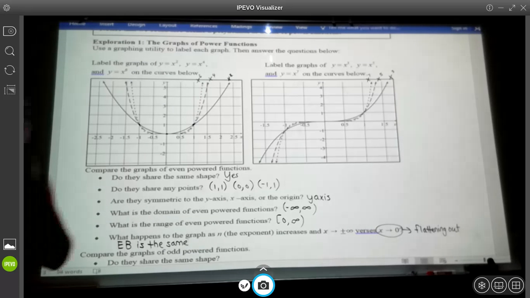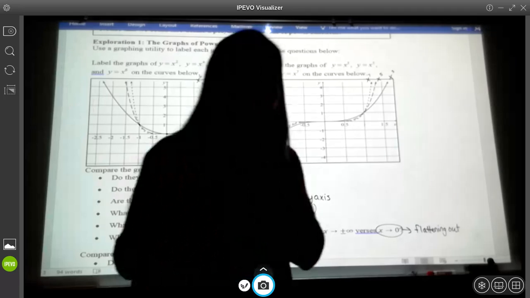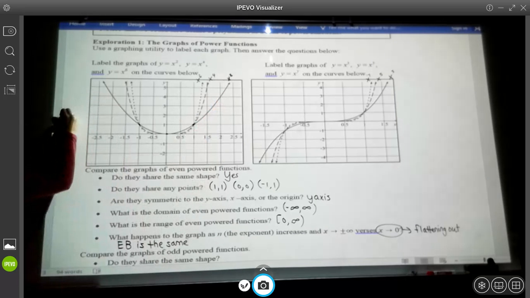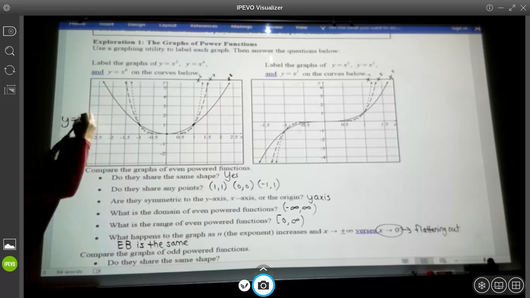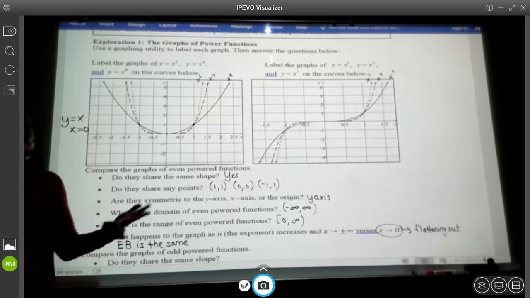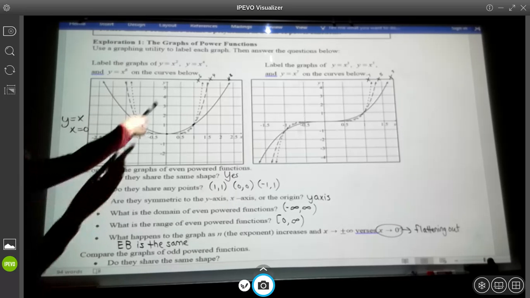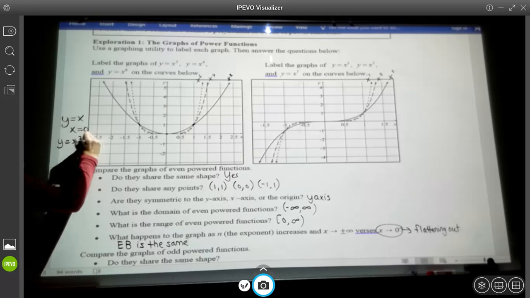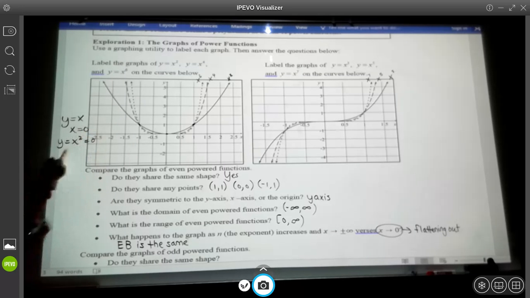Now let me tell you why, and this is going to be a new vocab for us. When you set an equation like y equals x equal to 0 and solve, how many times does x end up equaling 0? One time, right? You set it equal to 0, x is 0. But if you set a function like y equals x squared equal to 0, well, how many times does x actually end up equaling 0?